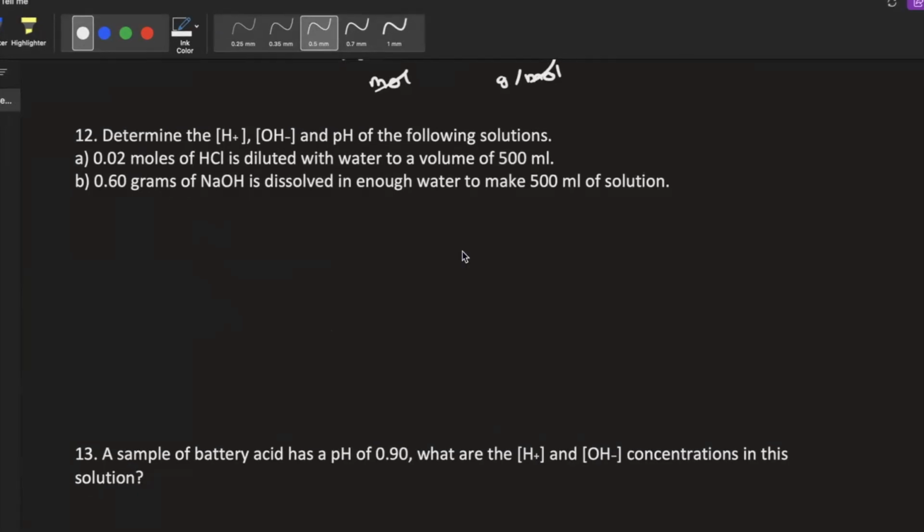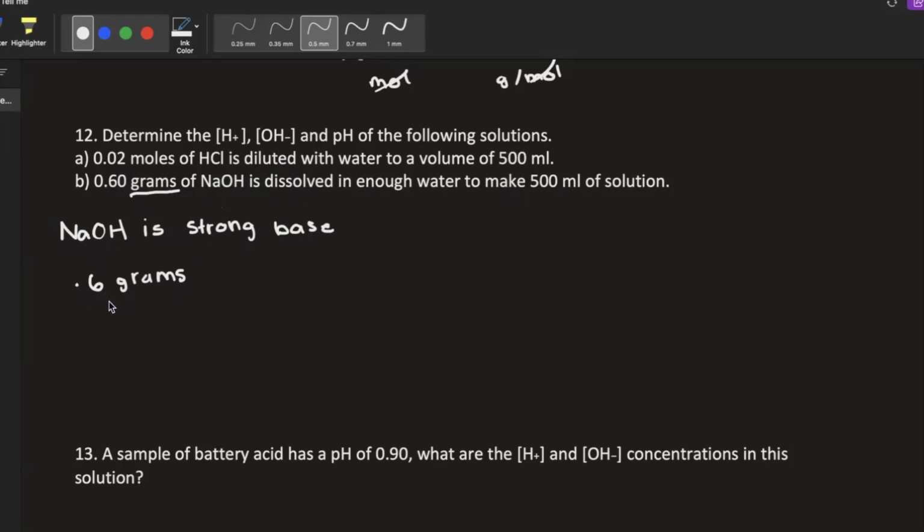Okay. Part B of this question asks 0.6 grams. Notice the difference: this one says moles and this one says grams of NaOH is dissolved in enough water to make 500 milliliters of solution. First, we determine that NaOH is a strong base. And what we have so far is 0.6 grams of it. But we need the molarity.